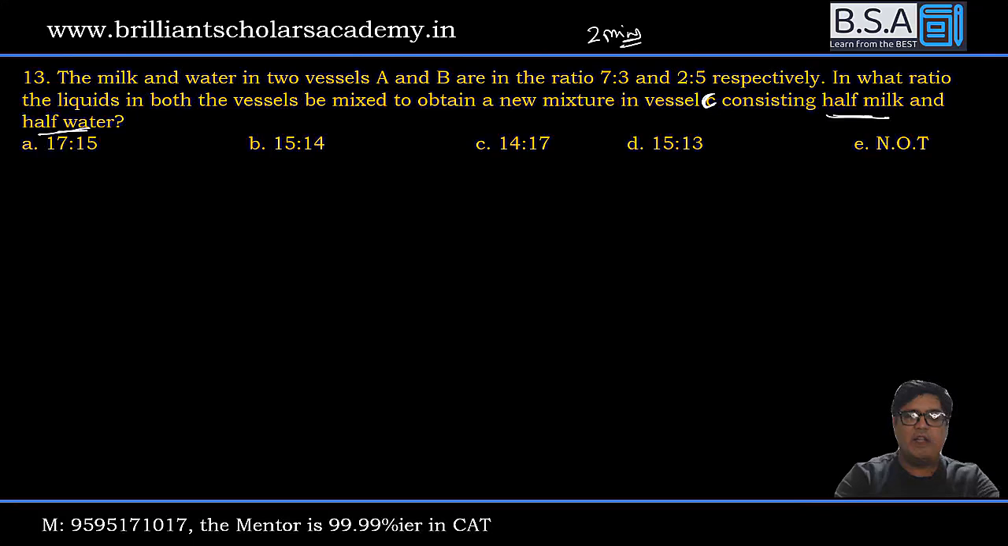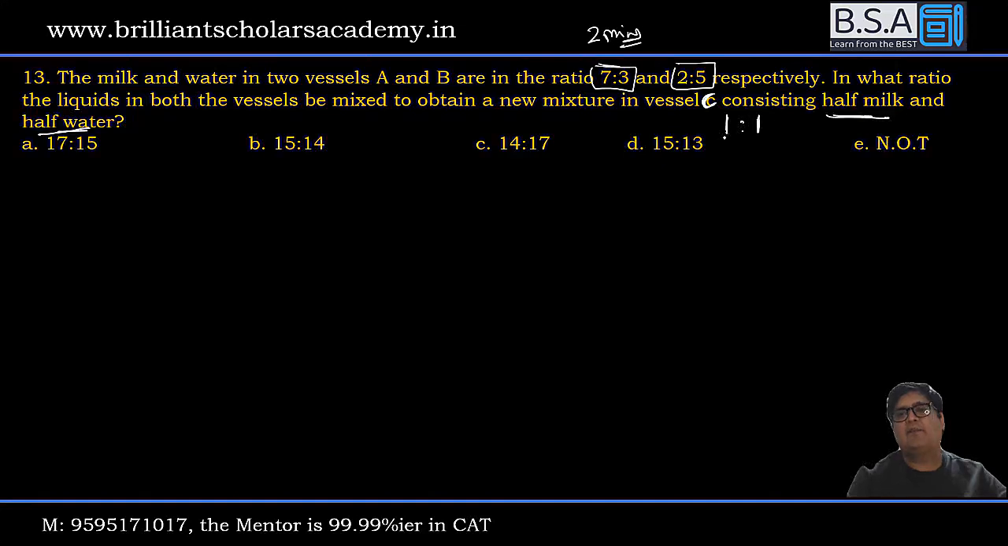The milk and water in two vessels are in the ratio 7/3 and 2/5 respectively. In what ratio should both liquids be mixed to obtain a new mixture in vessel C consisting of half milk and half water? So what is to be mixed? Already known to you. We have to mix these two. What is to be created? Half milk and half water. It basically means the milk and water ratio is 1/1.